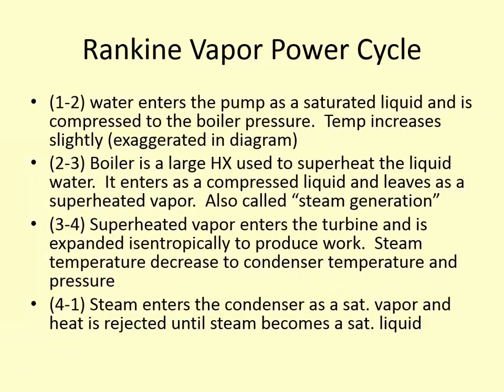So this is just further description of what happens in the diagram. We've already talked about this, but basically water enters the pump as a saturated liquid. It's compressed to the boiler pressure. The boiler superheats the liquid. It's run through the turbine. The temperature decreases, and the steam at the end is hopefully just a slightly liquid-vapor mixture, mostly vapor. It enters the condenser as a saturated vapor just below that line, and then heat is rejected from the steam until it becomes a liquid. Then it goes back to the pump.